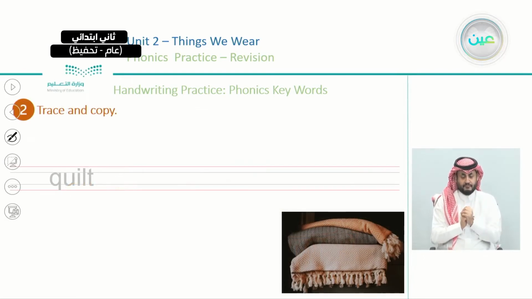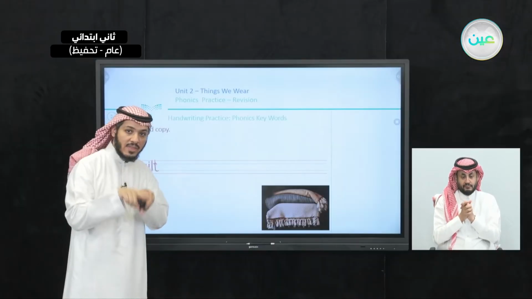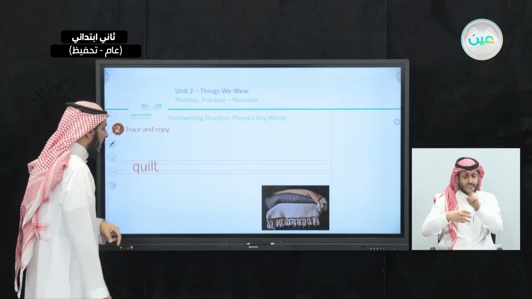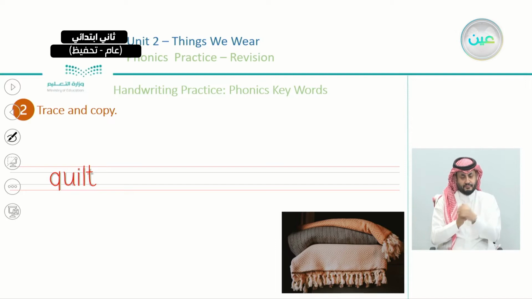Now we have the letter Q, but it's what? The opposite of P. P is on the right side and Q is on the left side. So we write it like C, like this, and go down up to line number 4. This is Q in small form. After that we have U, I, L, then T. Notice here L and T are the same length, from line number 1 up to line number 3. So this is Q, quilt. Let's write it here. Q.